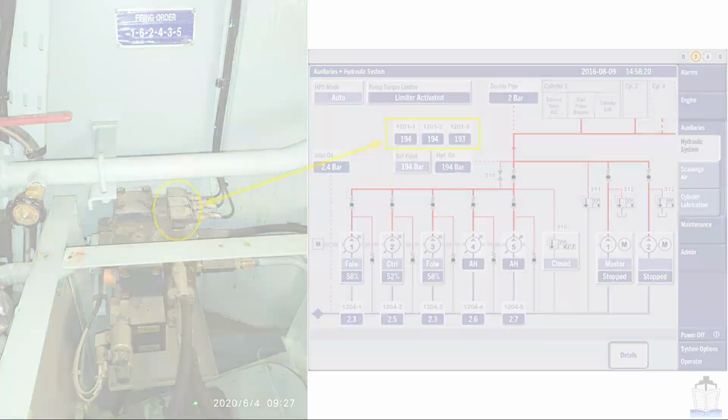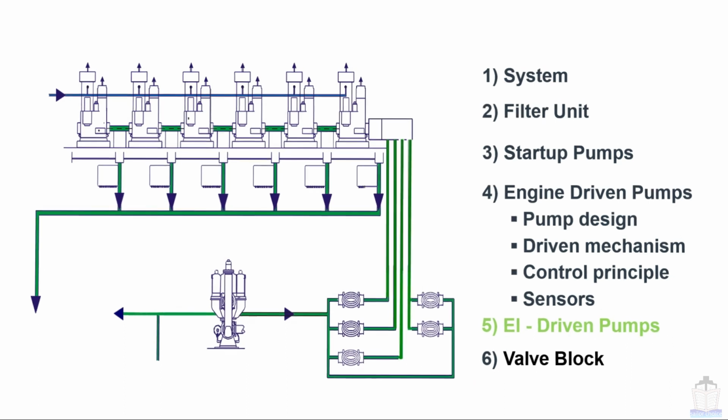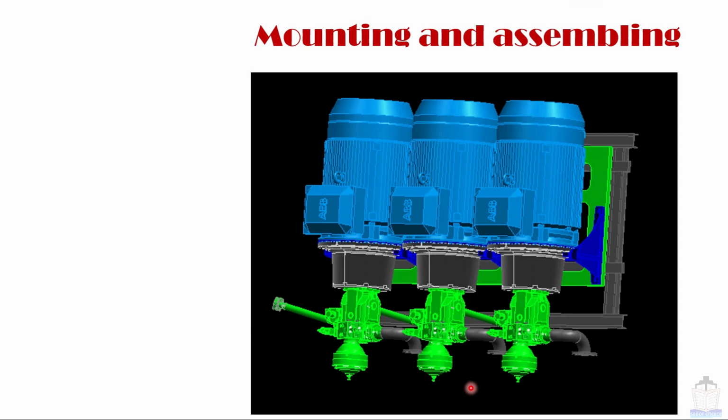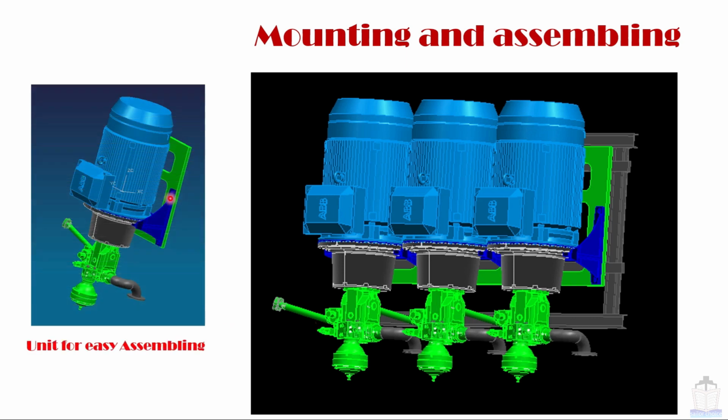Now moving next, we are going to talk about the next topic, that is electrical driven pumps. First we are going to see about the mounting and assembly. Regarding mounting, these electrically driven HPS pumps have vertical orientation, as you can see in this picture. Motor on top and pump situated at the bottom. These are also designed for easy assembling.